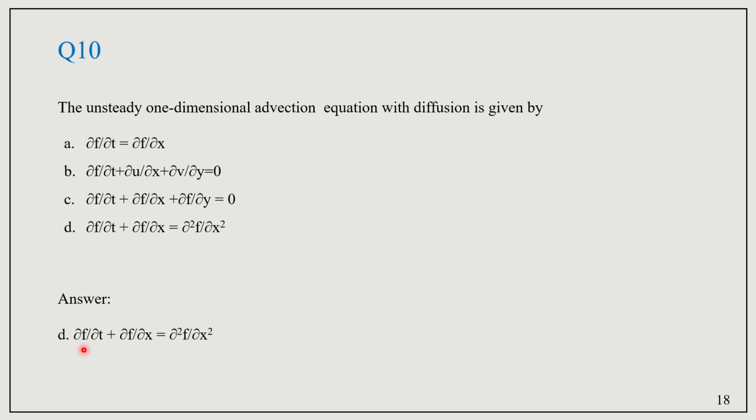The answer is option D, that is dou f by dou t plus dou f by dou x equal to dou square f by dou x square. The system is an unsteady system with advection, a one dimensional advection equation with diffusion. It is satisfying all things, and also it is a one dimensional equation. So now we will go to the next question, that is question 11.